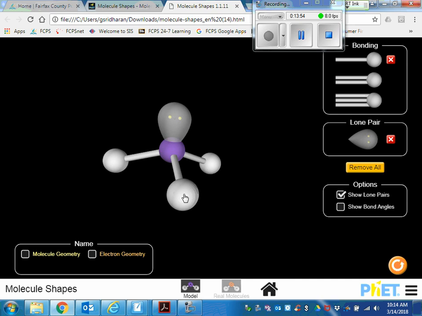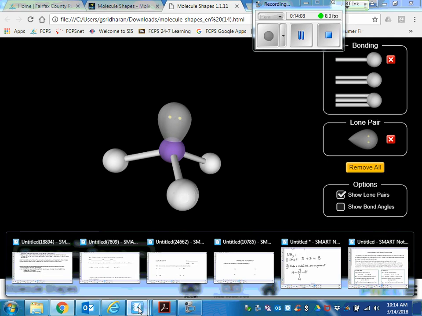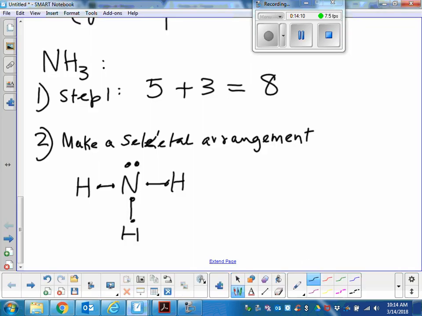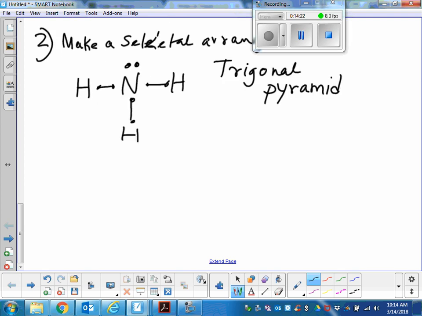Lone pairs are not included in shapes. Pyramid. Does it look like a triangular pyramid shape? This is the base triangle and it's a pyramid. So what is the shape of this molecule that you have drawn? You will call it a triangular or trigonal pyramid shape. Are we good? Do we understand this?